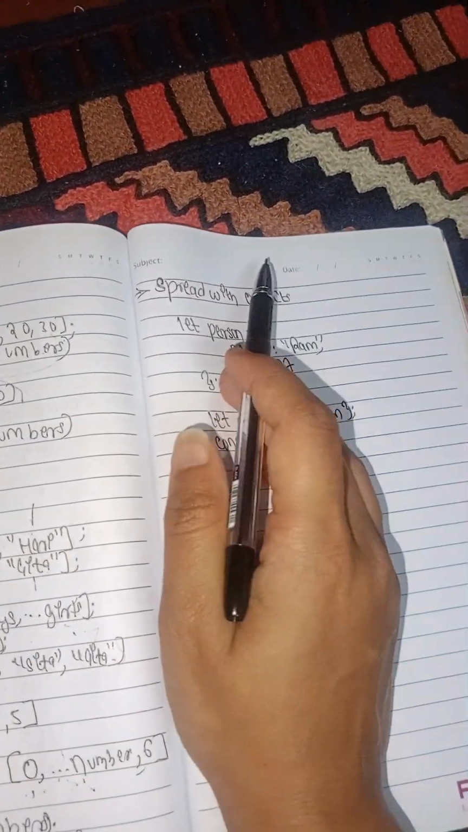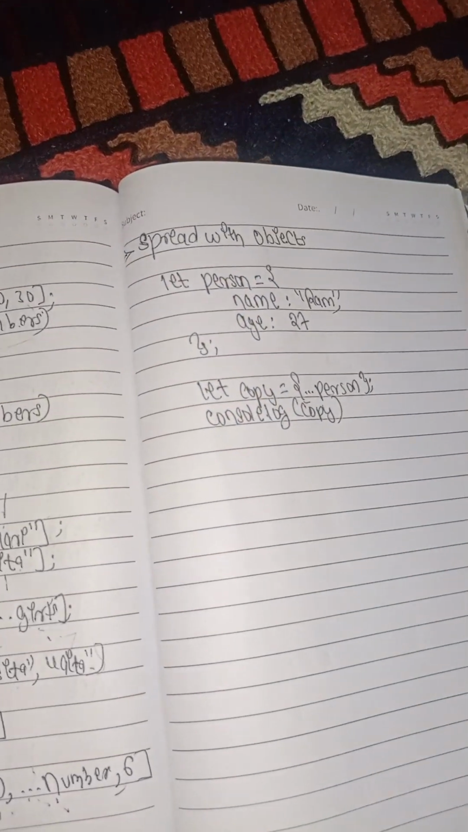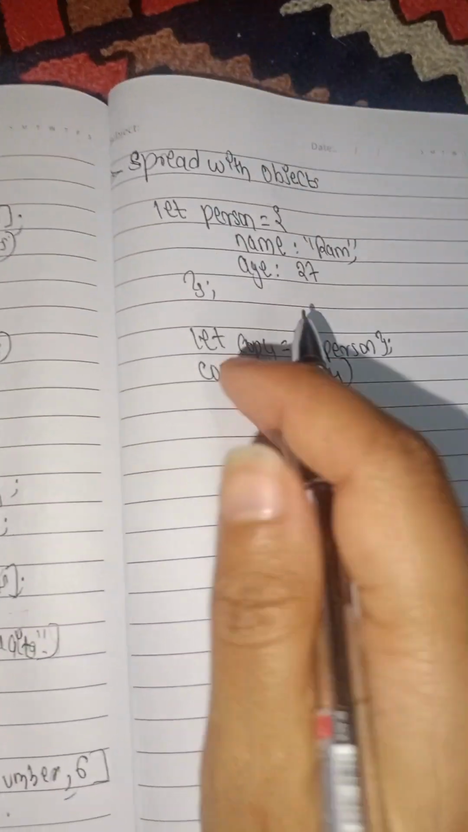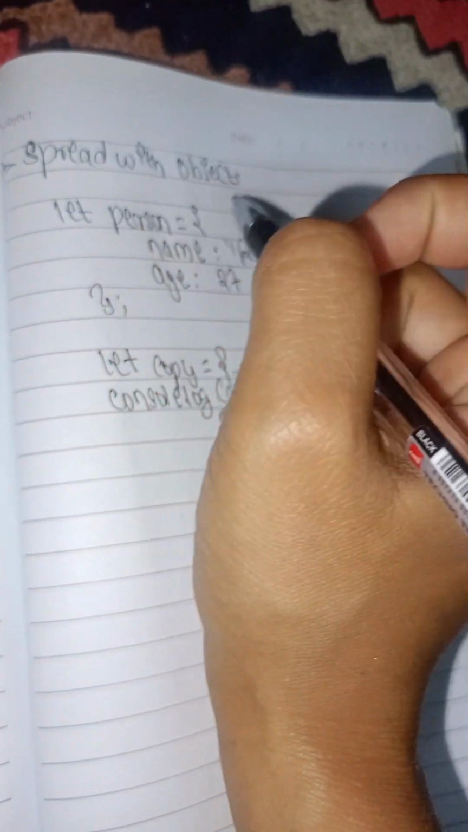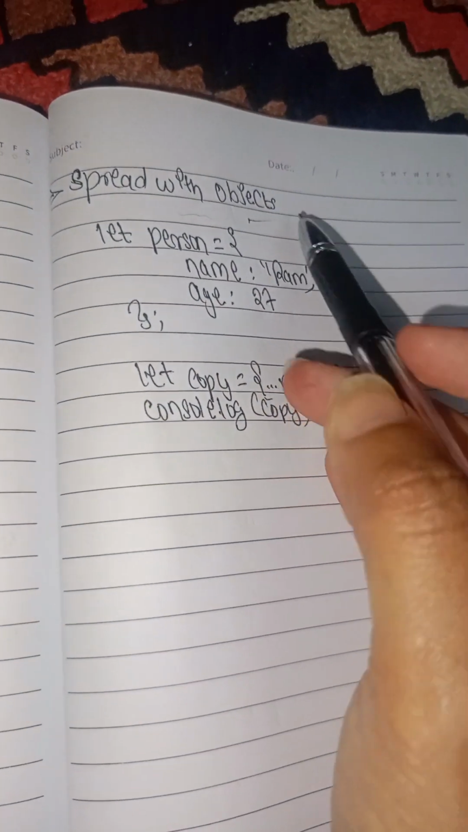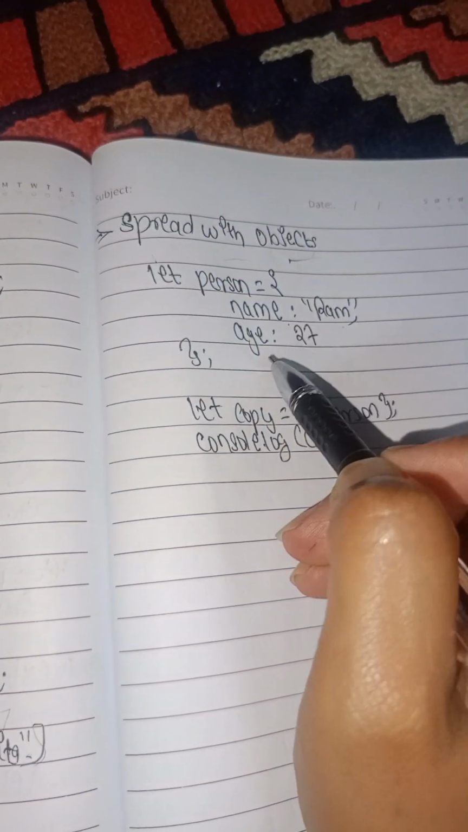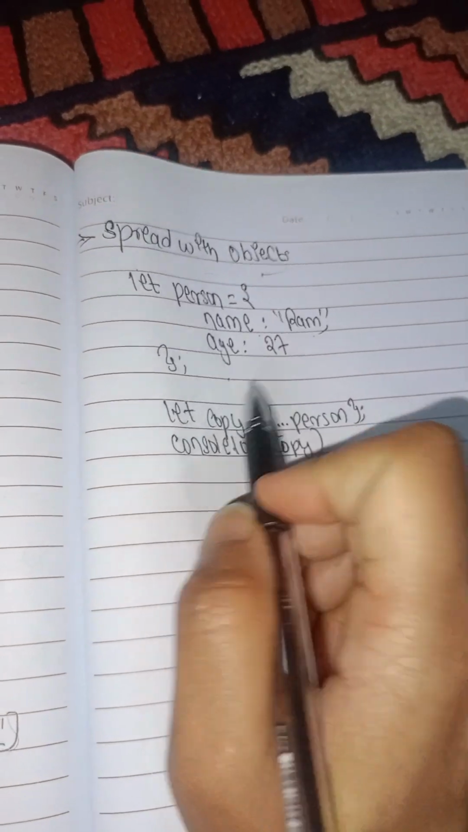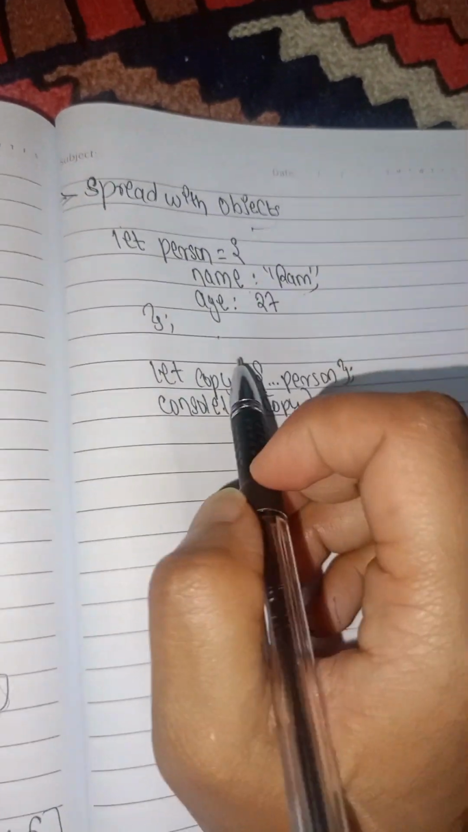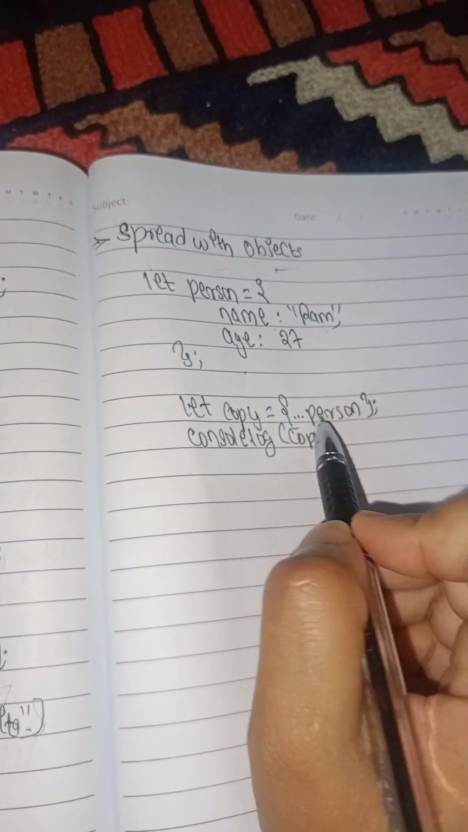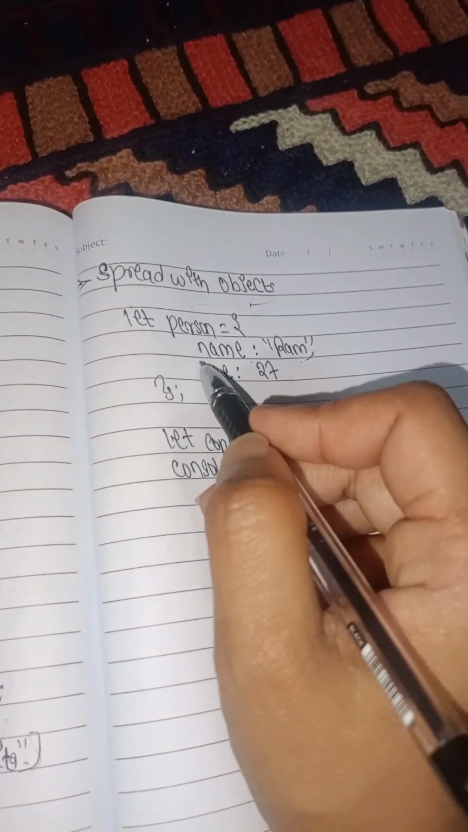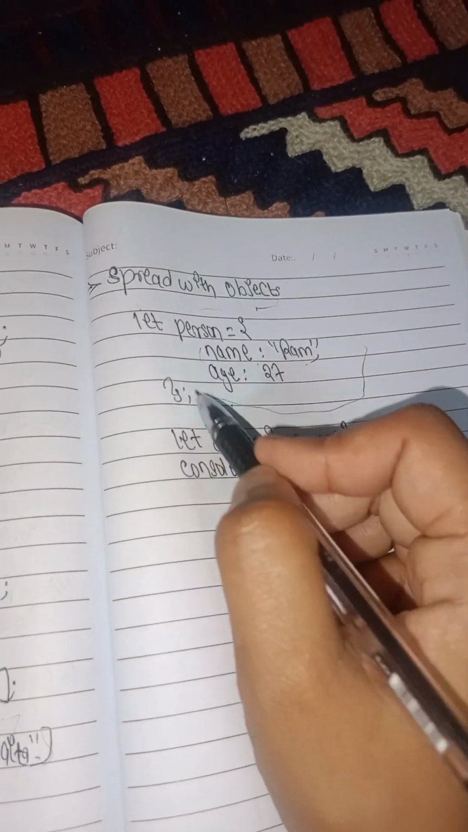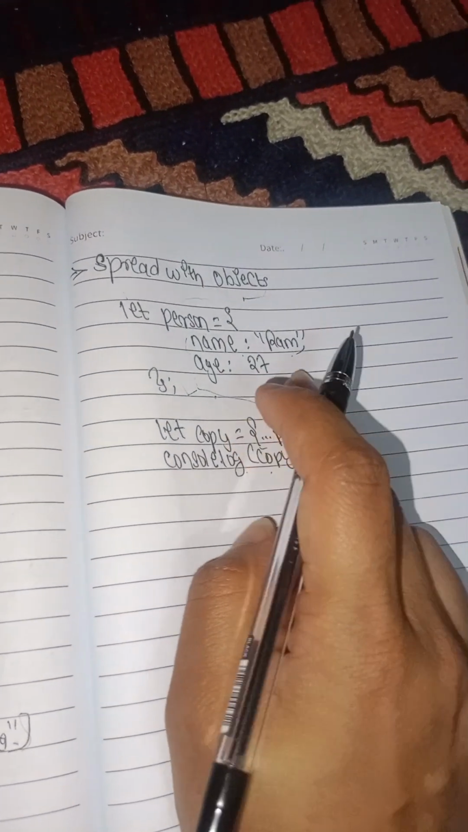Now let's begin with another example, which is spread with an object. As we have known from the example of an object with rest, moving on with objects, first of all we need to make an object, let person is equal to name is Hari and age is 27. What we are going to do here is simply make a new variable, spread person, and copy it. What it is going to print is name is Hari, age is 27.